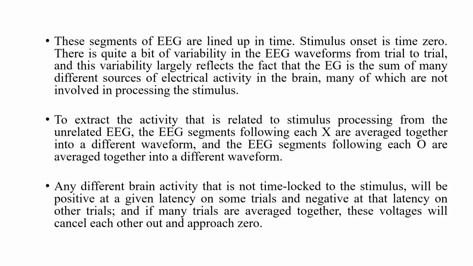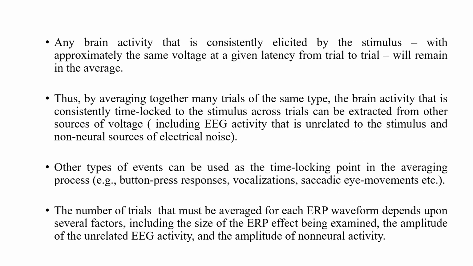So what you are left with is averaged waveforms that are contingent to X's and contingent to O's after your analysis. Now, any brain activity that is consistently elicited by the stimulus across trials with approximately the same voltage at a given latency from trial to trial will be captured and will remain in the average. So, by averaging together many trials of the same type, the brain activity that is consistently time locked to processing this particular stimulus across trials can be extracted from other sources of voltage. So, you can clean the rest of the junk away and basically capture this clean signal.